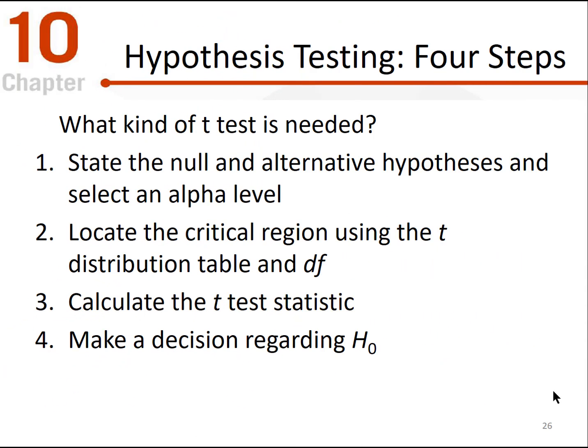In summary, for the independent t-test statistic for hypothesis testing, we again have our 4 steps. We start by raising the question, what kind of t-test is needed? What kind of scenario do I have? Are the samples independent? Are the samples correlated, which is going to be the next chapter we'll talk about, or do I have a single sample t-test? Once you decide what t-test to use, you state the null and the alternative hypotheses and you select an alpha level. Step 2, you locate the critical region using the t-distribution table and the degrees of freedom. Then you calculate the t-test statistic, and then you make a decision regarding the null hypothesis.